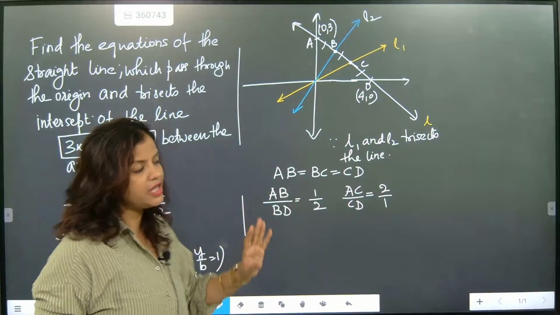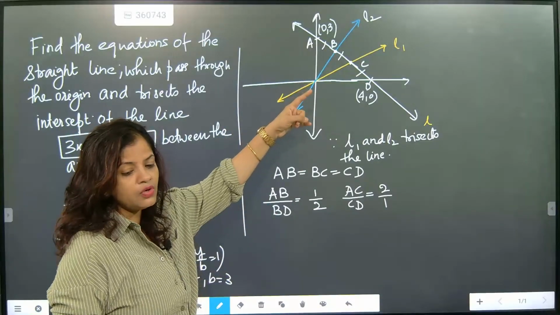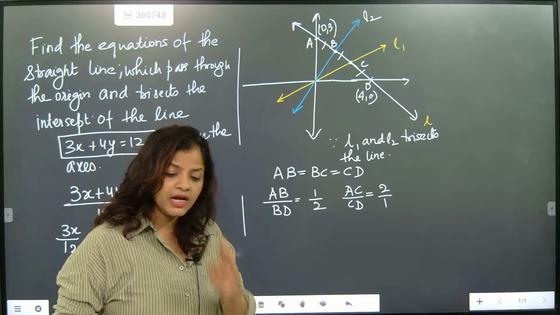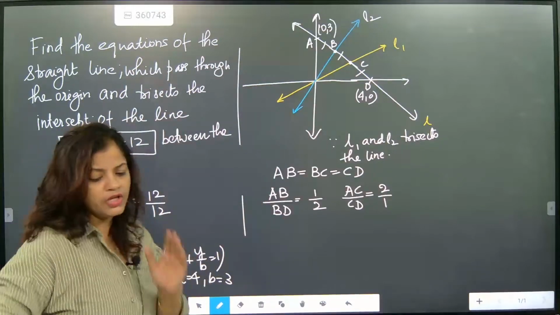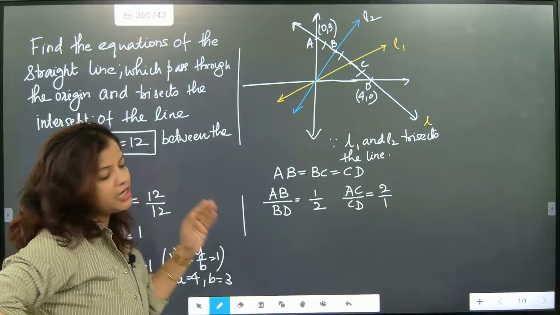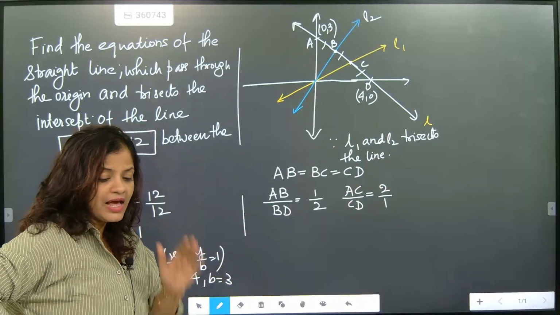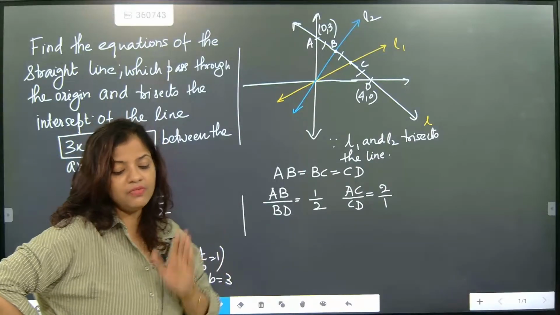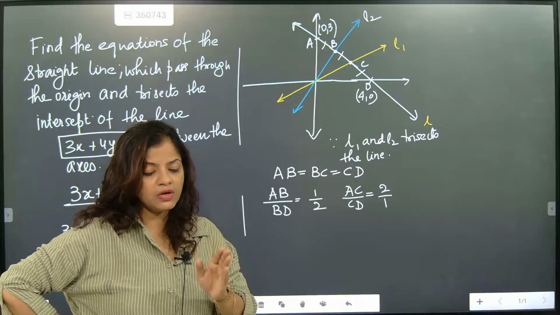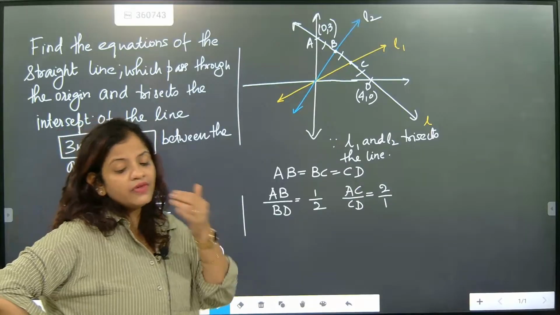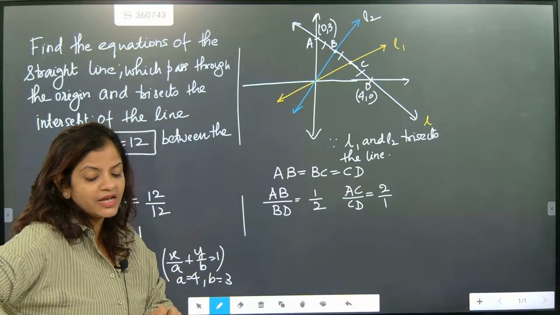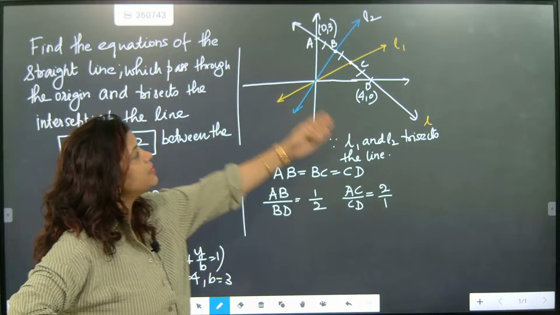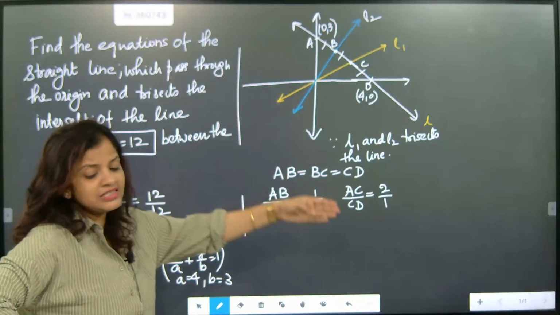So first I am explaining for the first line, L2. When L2 is intersecting, what is the equation of line L2? We have to find the equation of line L2 and the equation of line L1. You need to remember this, and L1 and L2 are trisecting the line L. Trisection means dividing the line into equal segments. So here AB, BC and CD, that is exactly once the interception of the line is done on the axis.